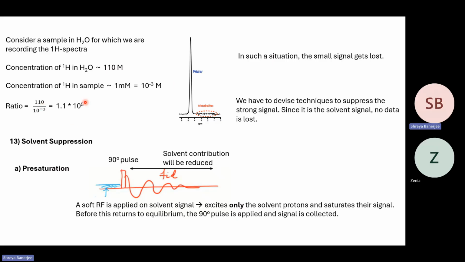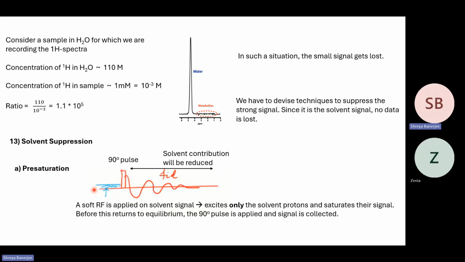So the ratio of the signal of water to the signal of the sample is very high. This means that water will appear as a huge peak and all the sample signals will appear just as noise. So the sample signal is getting lost, and we have to devise techniques to suppress this strong signal of the water so that the sample signals can be observed. One of the techniques is called pre-saturation.